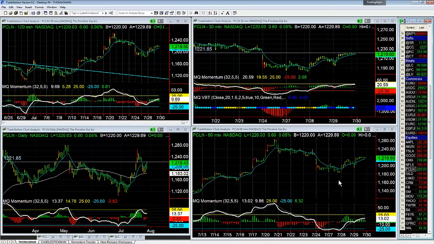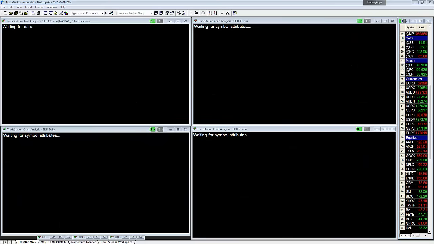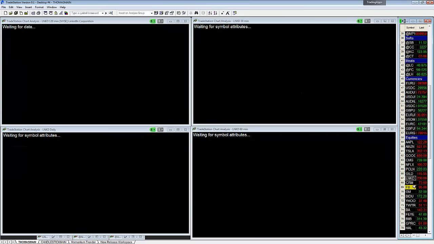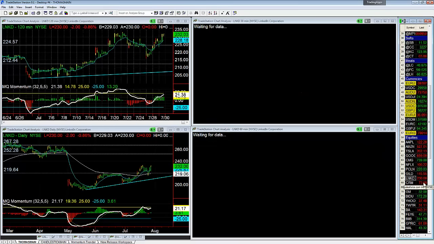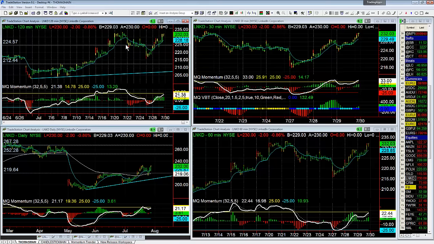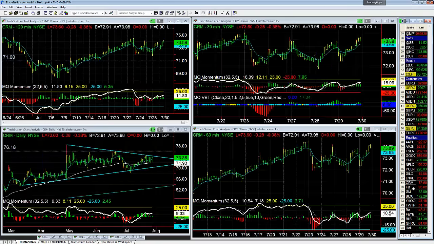Again, bonds still pulling back off of that bearish divergence. Priceline. Nothing there. Gilead. Nothing there. LinkedIn. Jumping up towards resistance, that's going to be at 233.18. Don't really have a strong opinion on it, though. Salesforce.